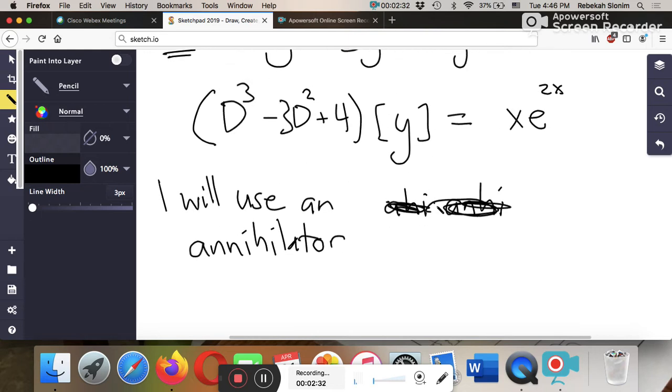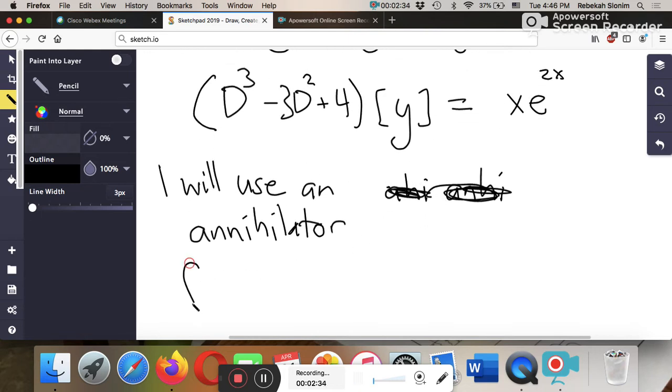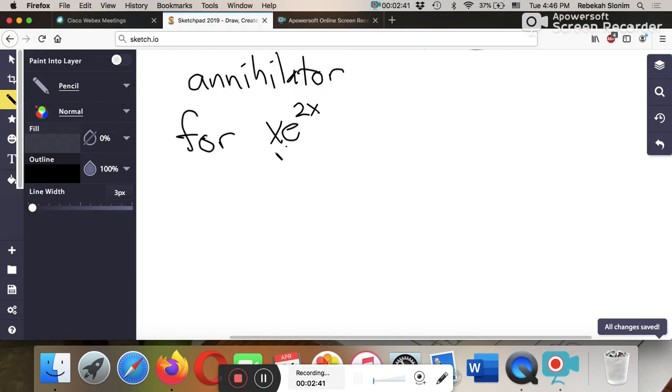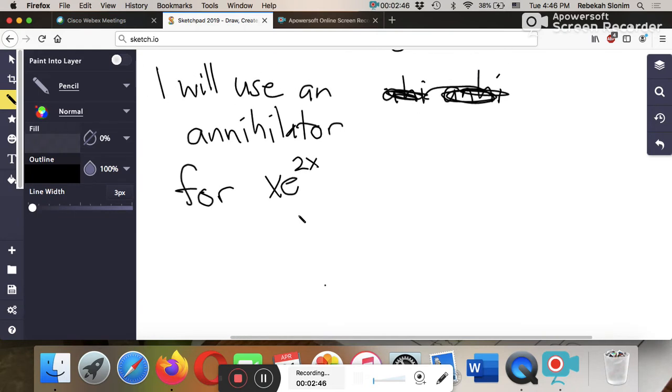So what do I mean by an annihilator? I'm going to use an annihilator specifically for x e to the 2x. And by an annihilator, I mean a differential operator that annihilates this, or sends it to 0. So you could think of this as being, if a differential operator is a linear transformation from one vector space to another, then this is in the kernel of whatever operator I'm going to come up with. So let's take the operator D minus 2.